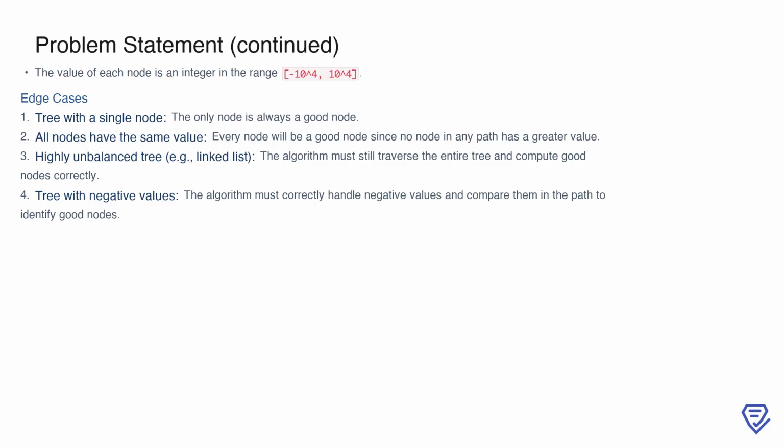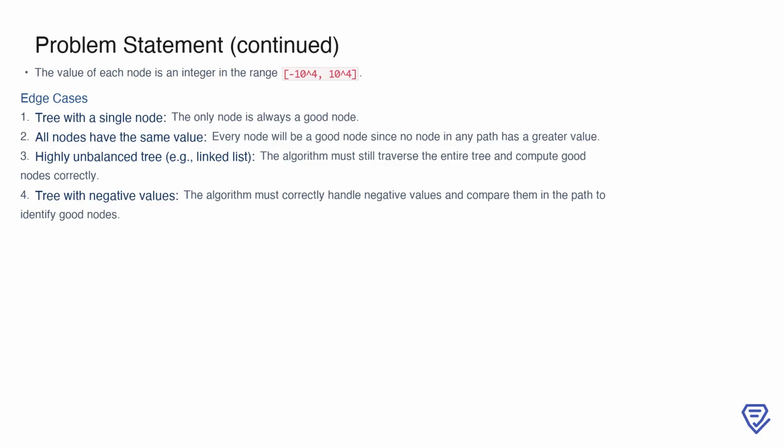The number of nodes in the tree can range from 1 to 10,000, and the value of each node can be any integer between -10,000 and 10,000. Edge cases include a tree with only a single node, where the node is always a good node, and trees where all nodes have the same value, making every node a good node.